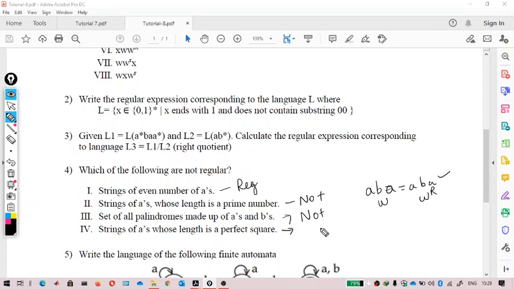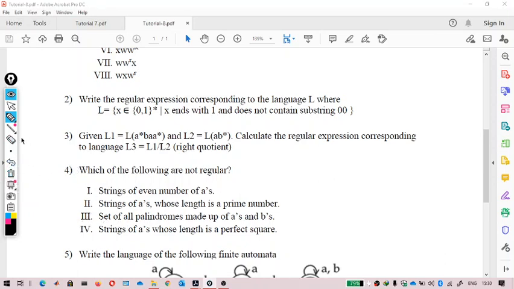In a similar way, strings of A's whose length is a perfect square. Perfect square means A raised to power something like 4, 4 is 16, 3 is 9, and A raised to power 16, something like this, A raised to power 4, 5, 25. If I look for a pattern here, I don't think an AP exists. There is no common difference between the corresponding terms. So you can say that this is again not a regular language. Okay, so which of the following are not regular languages? Second, third, and fourth are not regular languages.